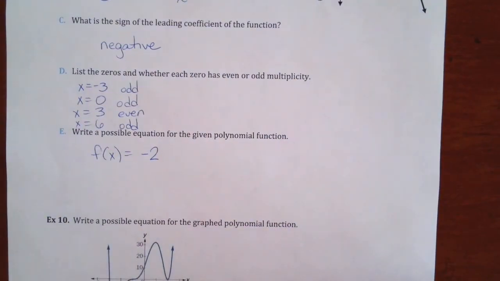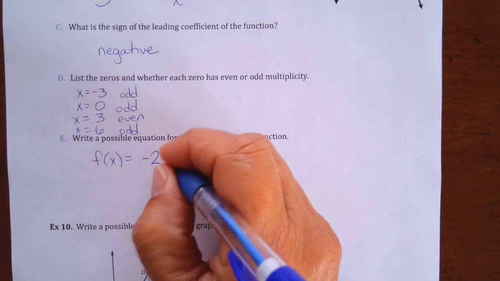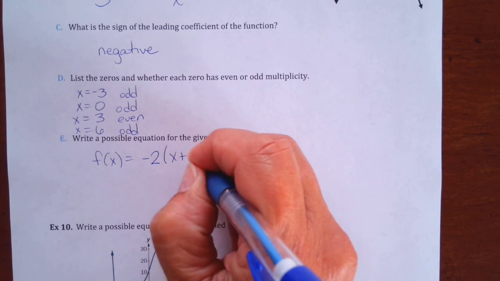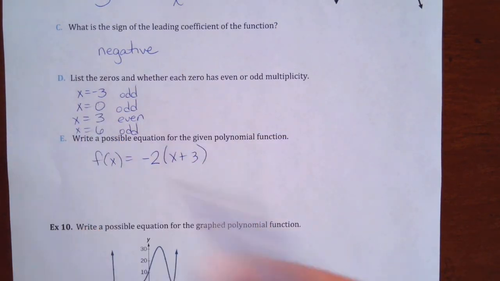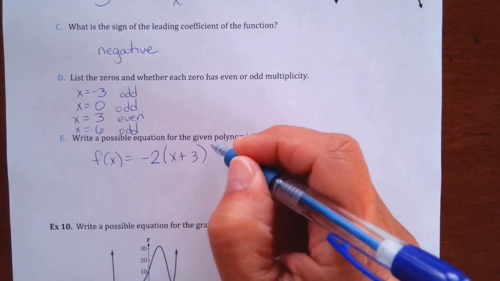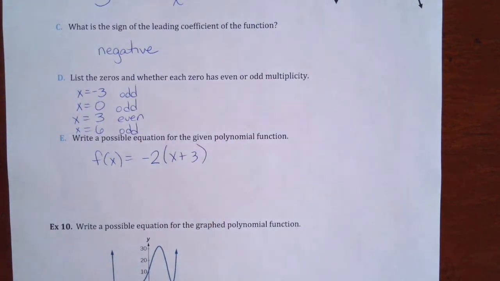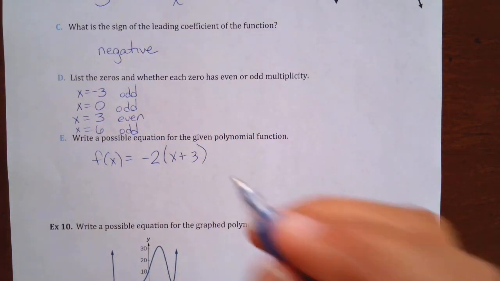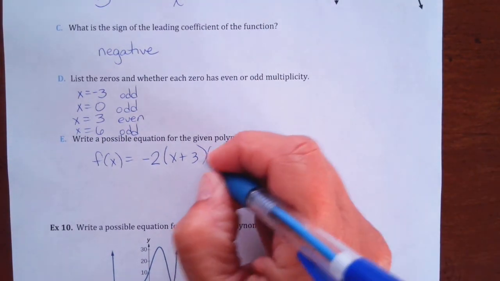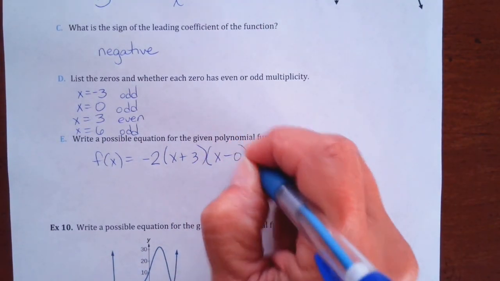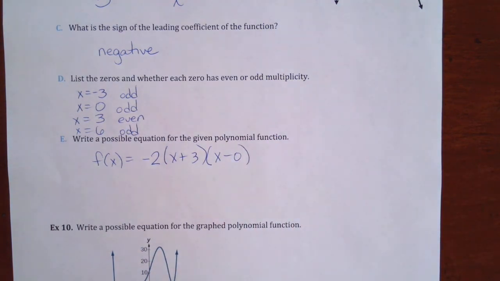So we have x plus 3. Right, there's a root. The factor is x plus 3 because our root was -3. Odd, so I can keep it to the first power, or I could make it to the third power. Doesn't really matter. And then the next one would be x minus 0, which I'm going to go ahead and put in here, even though that's not the way we write it, but we'll change that in a minute.